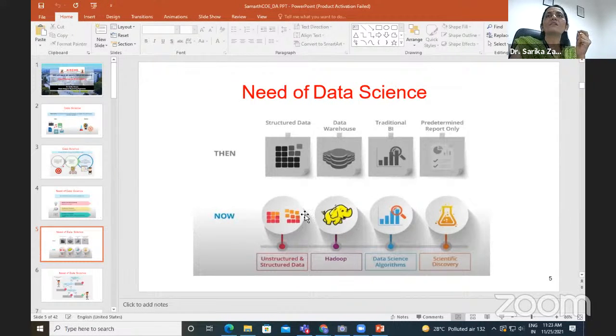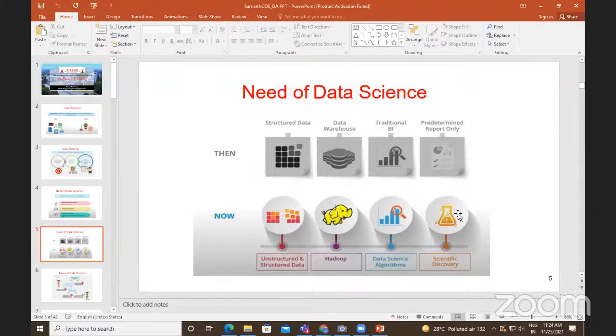Now what to do with this unstructured data and huge streaming? For that purpose, we have a Hadoop system. Distributed systems, not only Hadoop, lots of options are there, but Hadoop is one of them. Now the data is in an unstructured and huge format, and that's why the role of data science and algorithms comes. We are not dealing only with historical data. Along with the historical, we have the current status also. And finally, based on that, scientific discovery is possible.